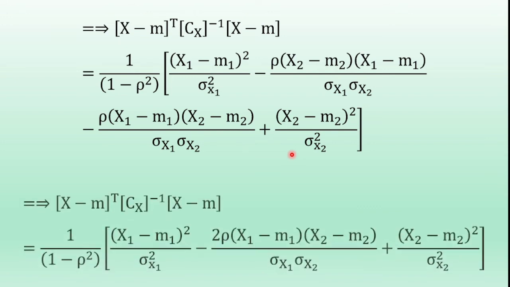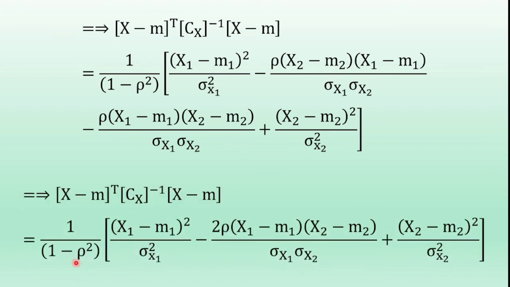And simplifying the RHS term, 1 by 1 minus rho square is equal to x1 minus m1 whole square by sigma x1 square, minus rho x1 minus m1 x2 minus m2 by sigma x1 sigma x2. This term and this term together give minus 2 rho x1 minus m1 x2 minus m2 by sigma x1 sigma x2, plus x2 minus m2 whole square by sigma x2 square.